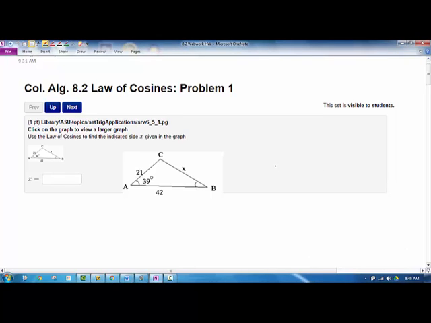Okay, this is 8.2 homework. The first problem gives us this triangle. I made it a little bit bigger here, and it wants us to find the value of x. So we're going to use the law of cosines.